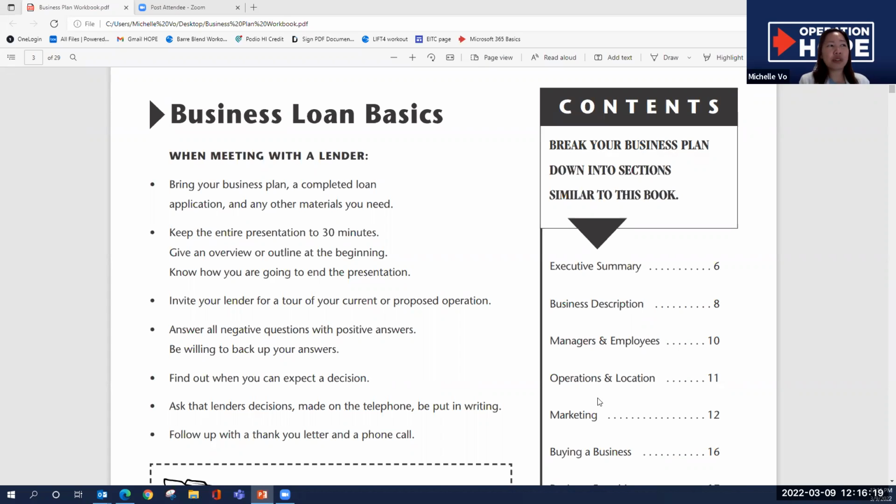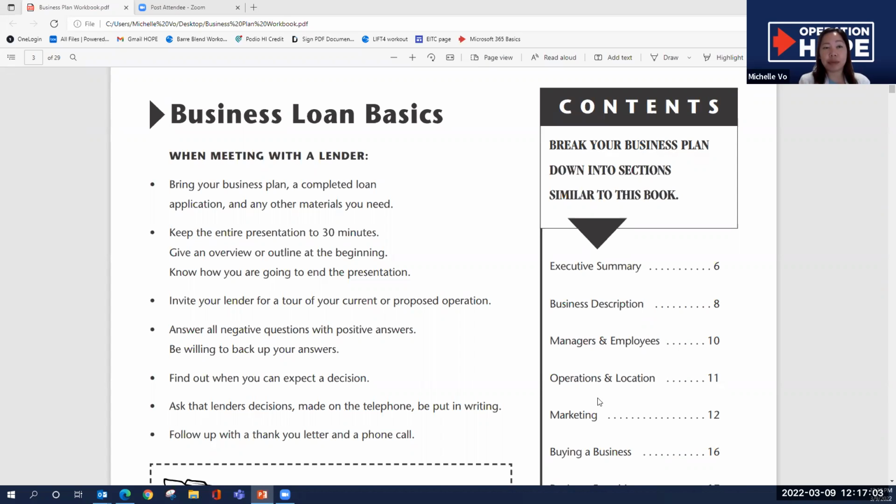Also, if you have an existing or proposed operation, it's nice to invite the lender for a tour, so they have an idea of what it's going to look like. Answer all your negative questions with positive answers, and be willing to back up your answers. If you're a startup company, the lender might say, you do not have 2 years of history in your business, or your business credit is not high enough. Whatever question might sound negative to you, make sure you prepare for those questions and answer them in the best way you can, and be willing to back up your answer.